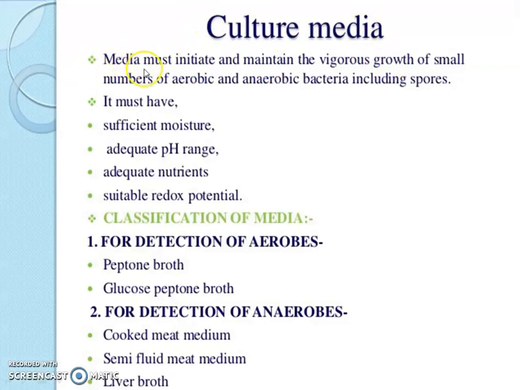Culture media must initiate and maintain the vigorous growth of small numbers of aerobic and anaerobic bacteria, including spores. It must have sufficient moisture, adequate pH range, adequate nutrients, and suitable redox potential. Classification of media: for detection of aerobes, peptone broth, glucose peptone broth; for detection of anaerobes, cooked meat medium, semi-fluid meat medium, and liver broth.